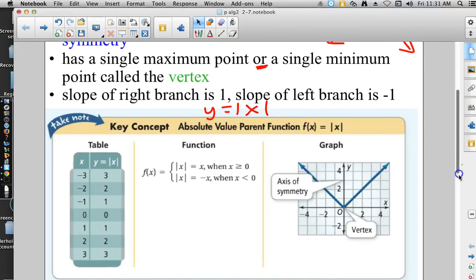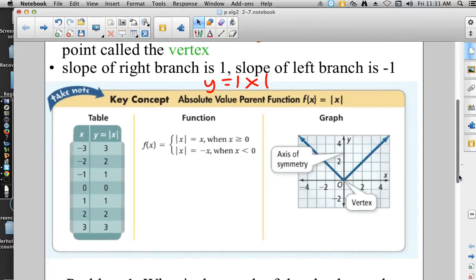f of x equals the absolute value of x. You think absolute value, that is the distance something is from 0. Oh, that's right. You can't have negatives. It has to be positive. So if I put in negative 3 and 3, negative 2 and 2, negative 1 and 1, 0, 0, 1, 1, 2, 2, 3, 3. Okay, makes perfect sense. When you graph that, you get this V.